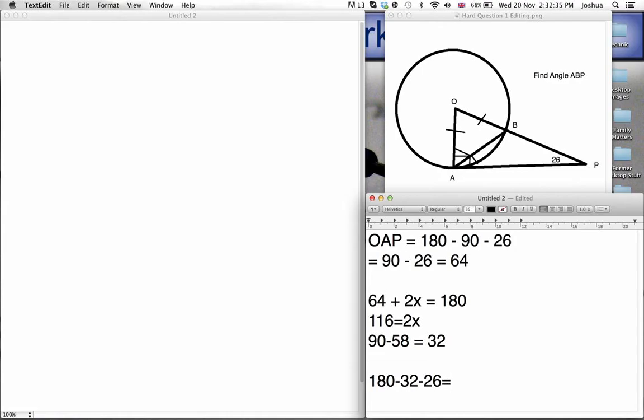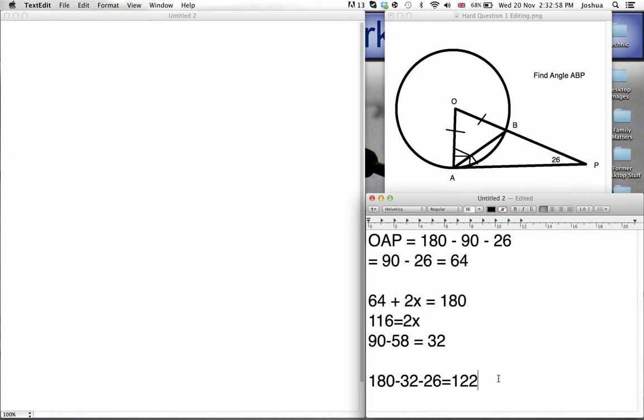So there should be something about it. So 180 minus 32 minus 26. Yeah, that should give us 122, which is the answer I wrote down in my exam paper. 122, guys. That is the answer to that question.